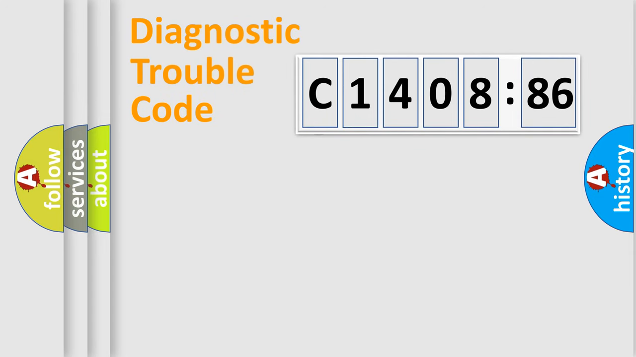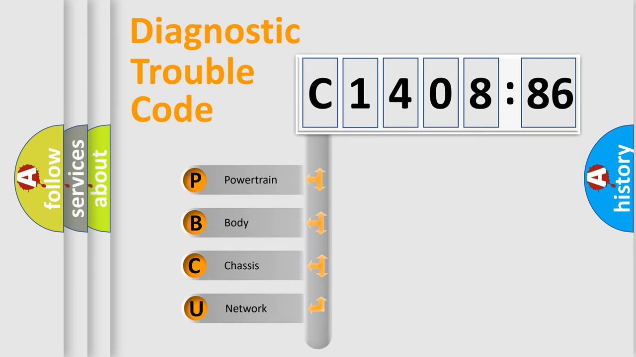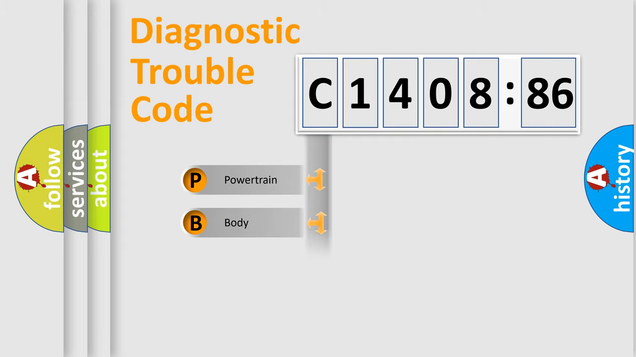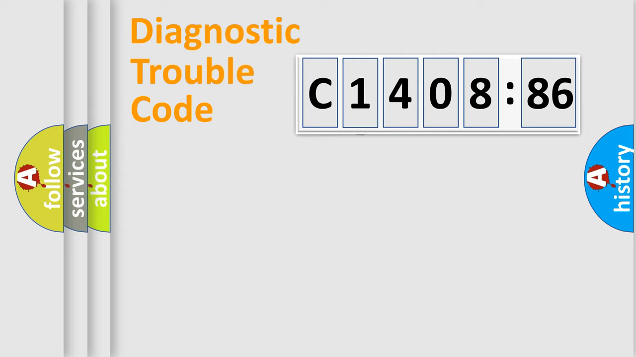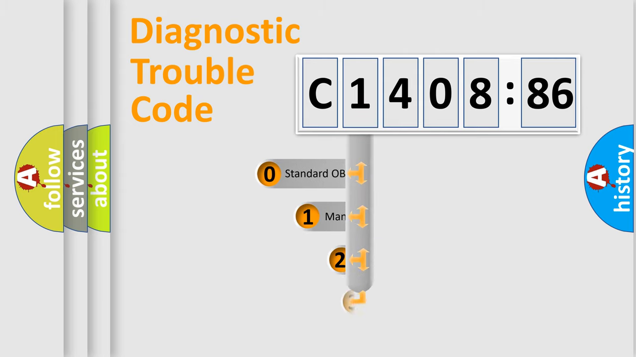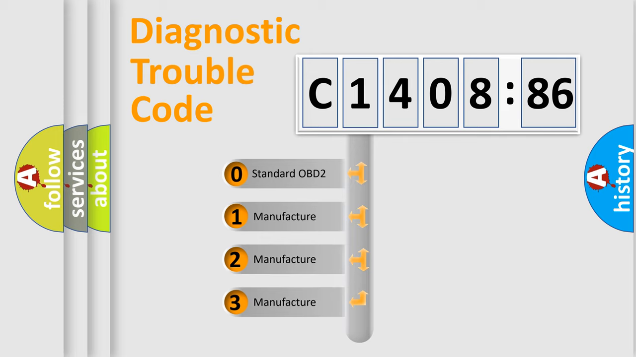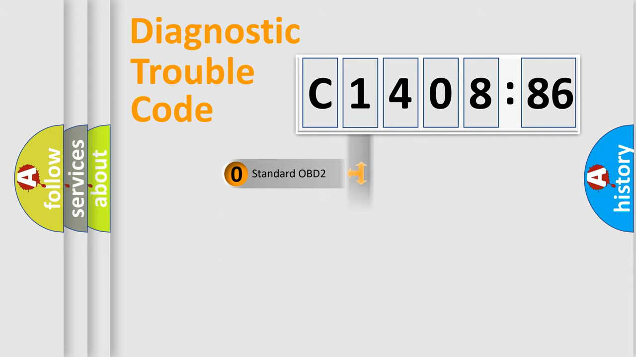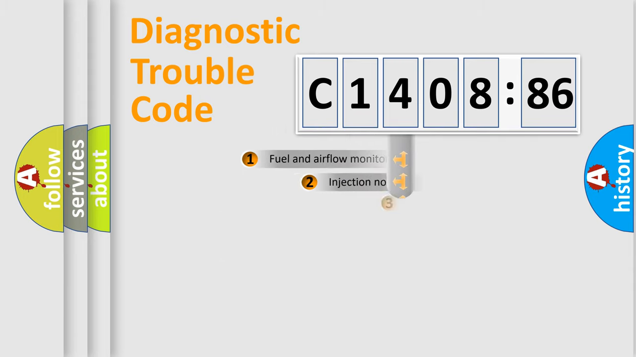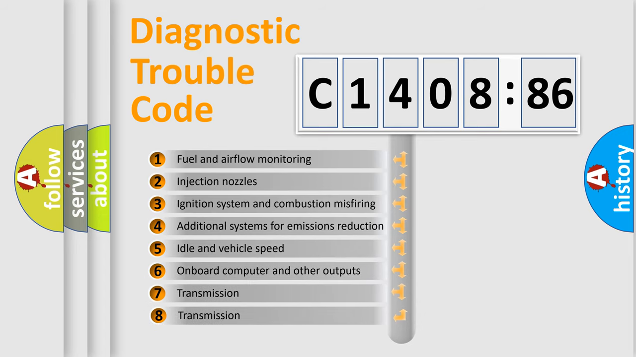Let's do this. First, let's look at the history of diagnostic fault code composition according to the OBD2 protocol, which is unified for all automakers since 2000. We divide the electric system of the automobile into four basic units: powertrain, body, chassis, network. This distribution is defined in the first character of the code. If the second character is zero, it is a standardized error. In the case of numbers 1, 2, 3, it is a manufacturer-specific error. The third character specifies a subset of errors.